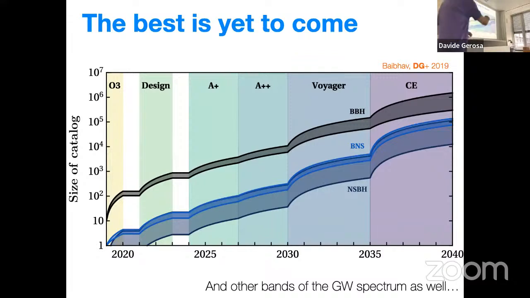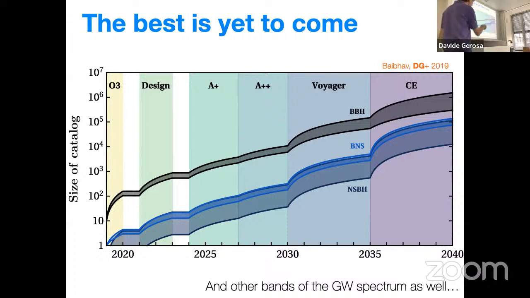So this is some prediction that we cooked up a few years ago of the size of the catalog as a function of, say, calendar year, by guessing what instrumental upgrades we might get. And of course, the details here are as uncertain as you think they are. But more or less, we are right here, and we have about 100 detections. We are talking about 1,000 in a few years and millions in a few decades. So that's the typical big data regime that we expect to enter. Not too far from now, to be fair.